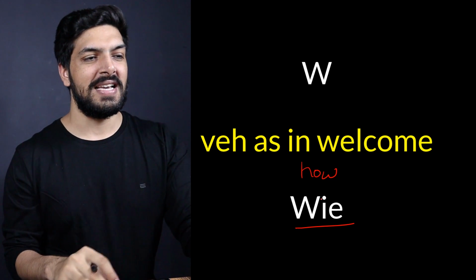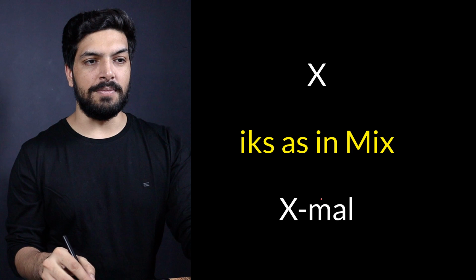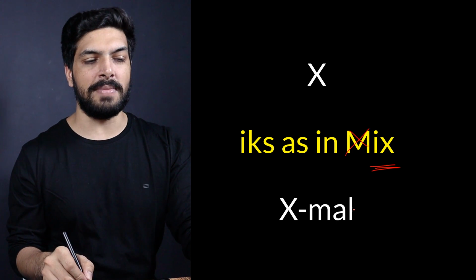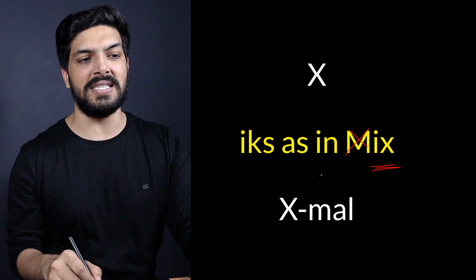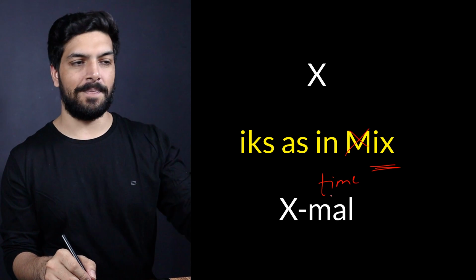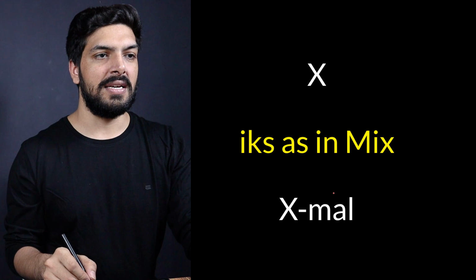Take some notes. Nice. This one is X. Like if we remove M from a mix, X. This is the X sound, and Xmal means X times. Mal means times. So Xmal is X times, so many times. So that is X.